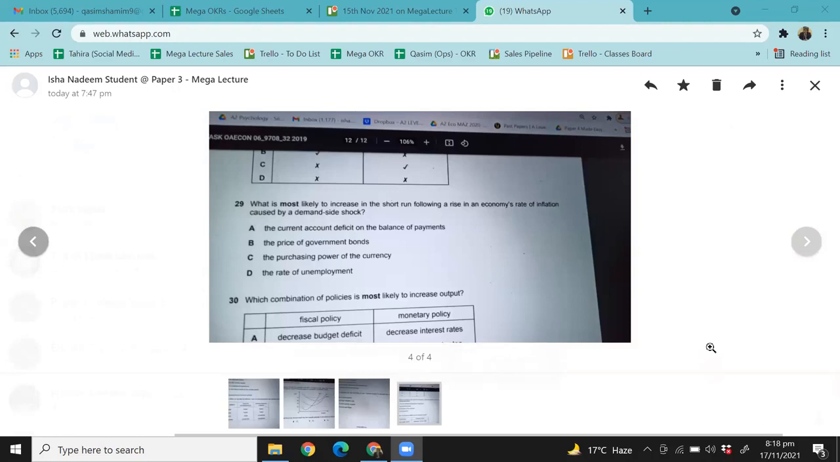Is it making sense, students? Isha? Because the price of government bonds technically doesn't have anything to do with inflation or anything. The price of government bonds has nothing to do with it.